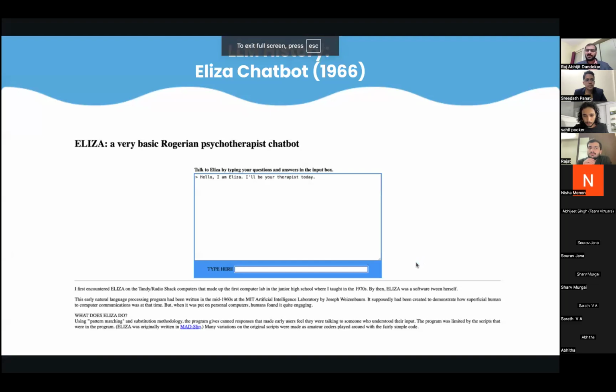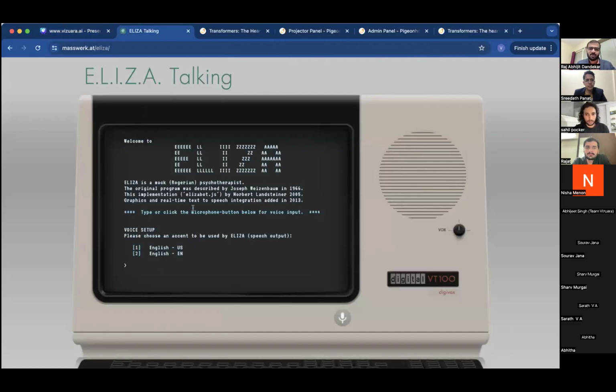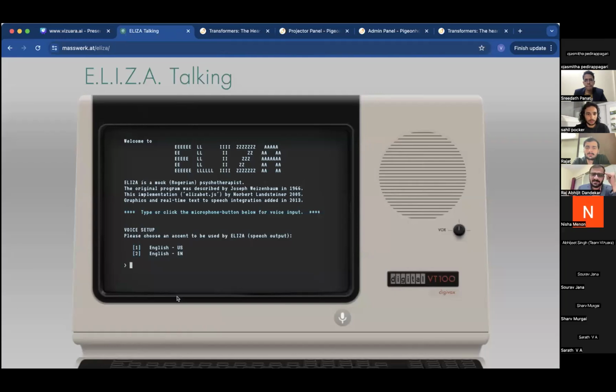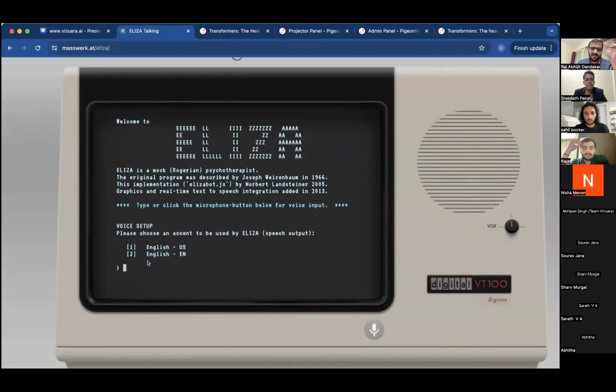So in my part, first I'll be covering the history of large language models, and you might be quite surprised at this. How many of you are aware of this Eliza chatbot, which was released around 1966? Just type yes or no in the chat. So many people are saying no, but some people are saying yes. So this was one of the first large language models, and let us actually interact with it right now, live.